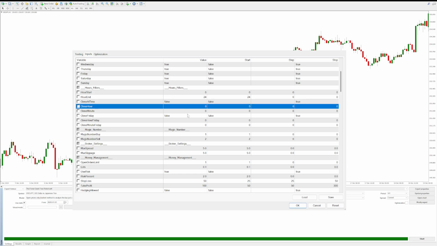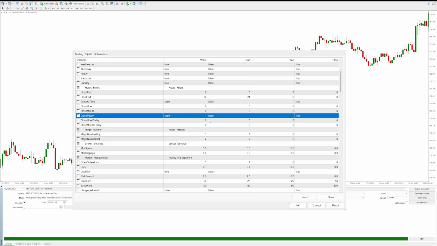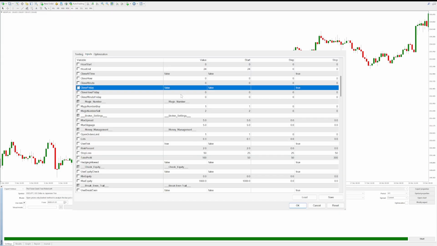Close at time, so you can close trades at a specific time. And if you want to perhaps avoid rollover or holding trades overnight, as well as the close on Friday option, which can close your trades before the weekend, helps you avoid any potentially dangerous weekend gaps.